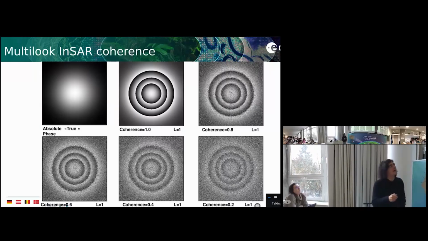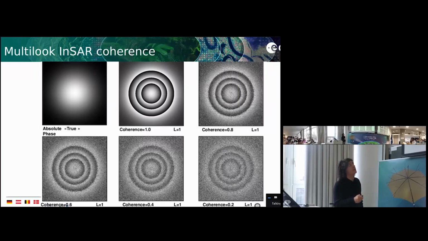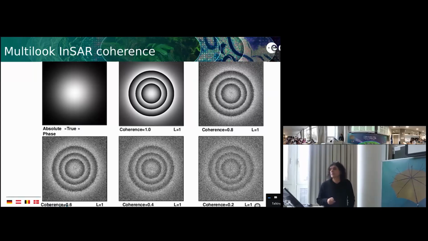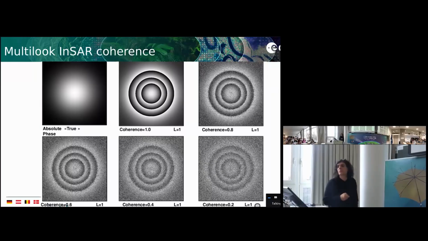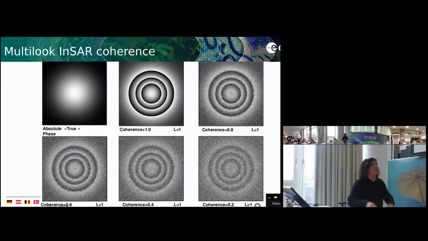This is the absolute phase. This is, sorry, the phase, the absolute one and the wrapped ones from single look without averaging, okay, for different values of coherence. Of course, these are simulated pictures. And when the coherence is equal to 1, you have no speckle. No speckle because the object phase doesn't change from one acquisition to the other.